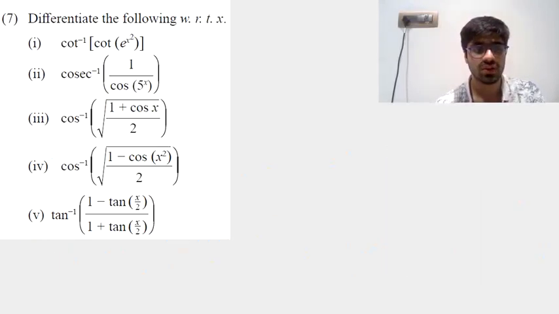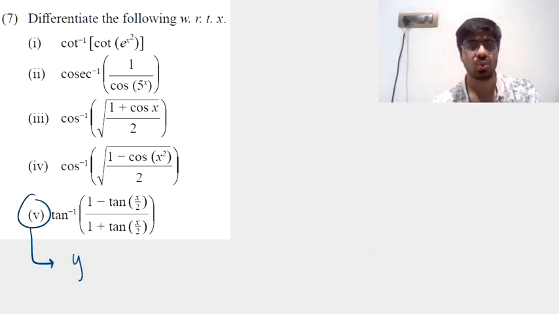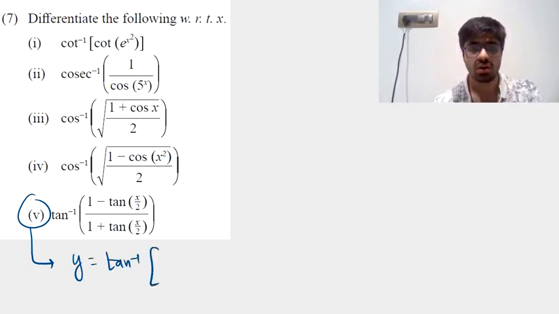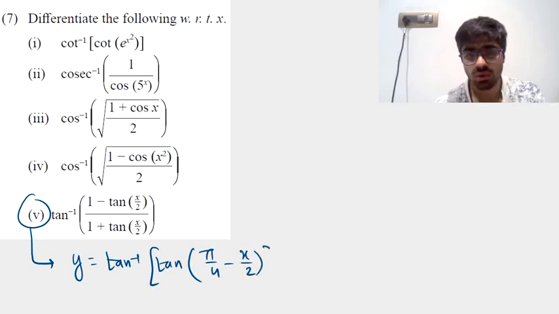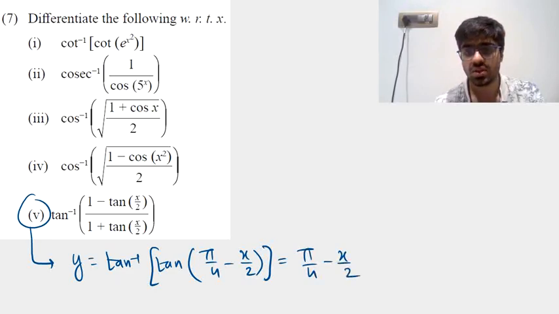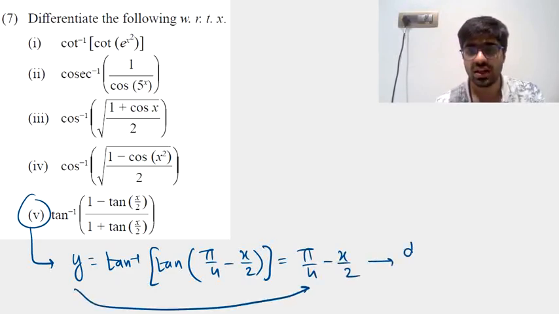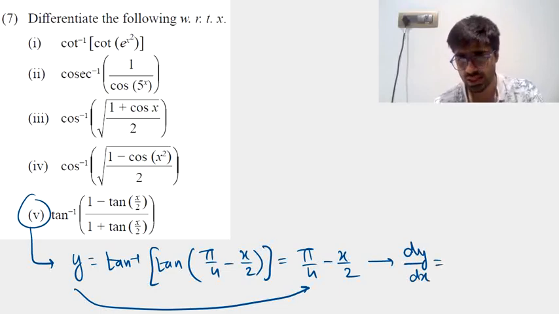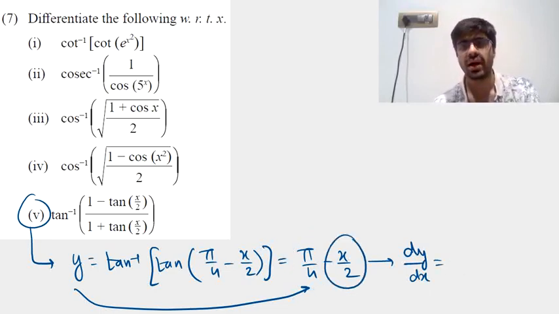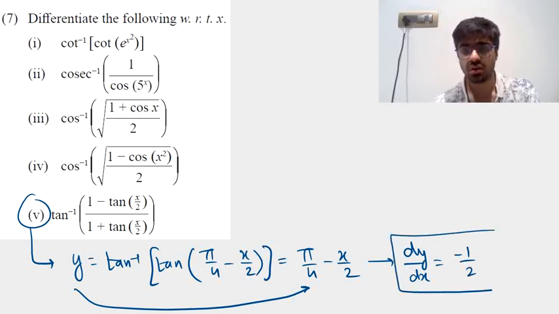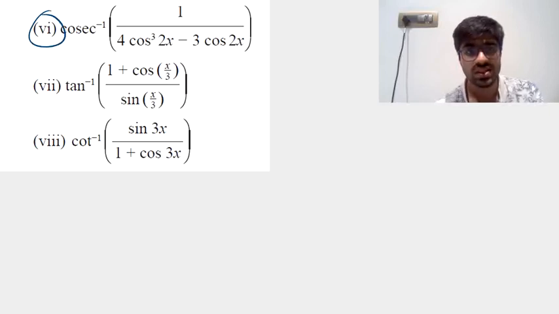Yeah, we continue with the fifth question now. So we have y as tan inverse of, now see, 1 minus tan theta upon 1 plus tan theta, that's the expansion of tan of pi by 4 minus theta. So we have tan of pi by 4 minus x by 2. Tan inverse of tan gives you simply pi by 4 minus x by 2. This is only the simplification for y. Dy by dx, if I take a derivative on both the sides, derivative of this will be 0 minus the derivative of this will be half. Yeah, so dy by dx is minus half, and with that we continue with the sixth question.